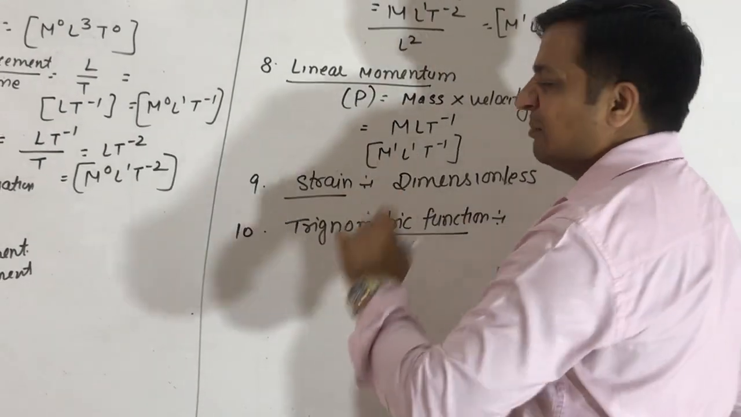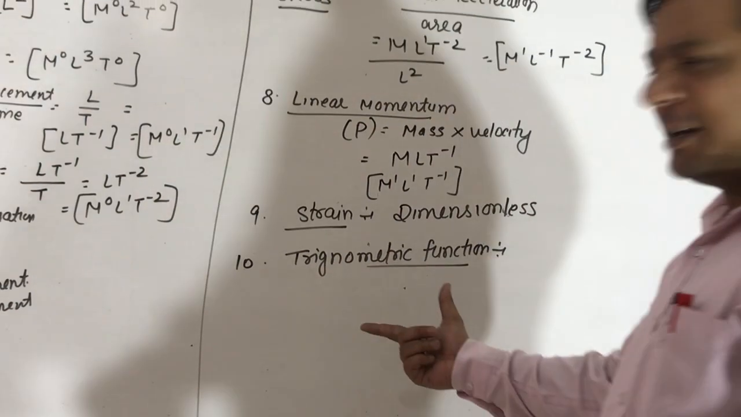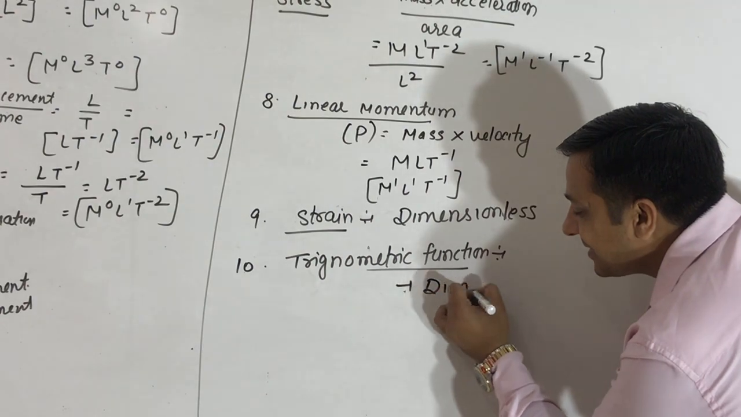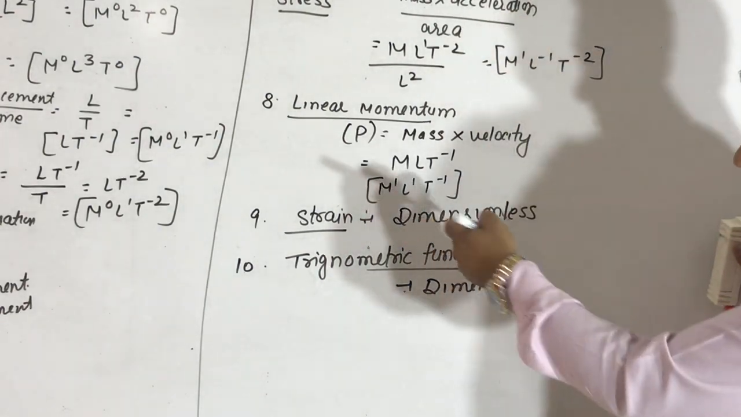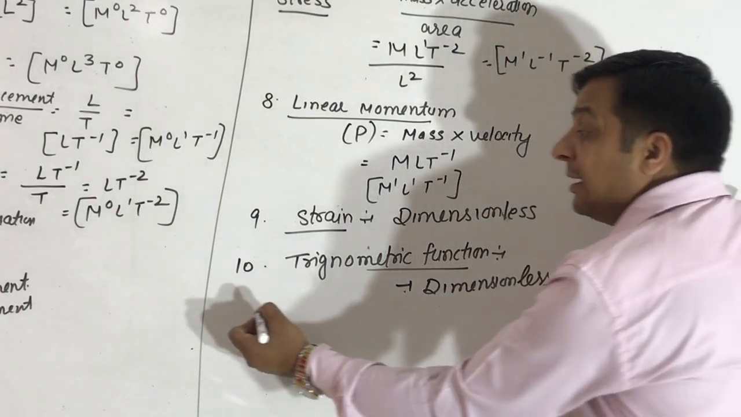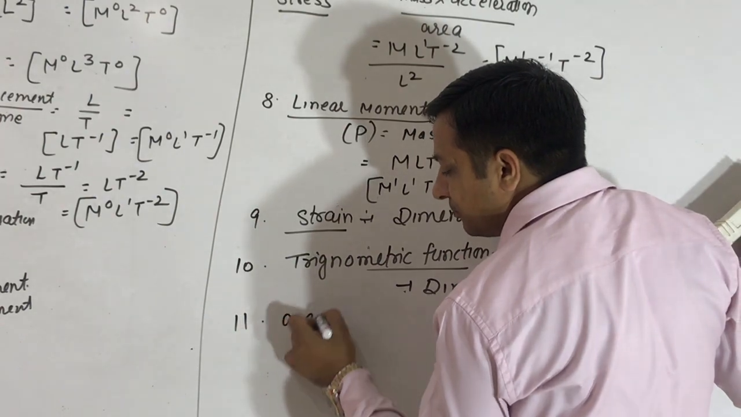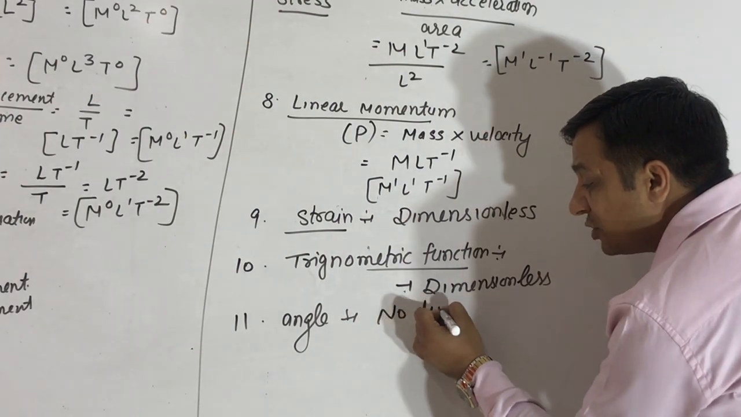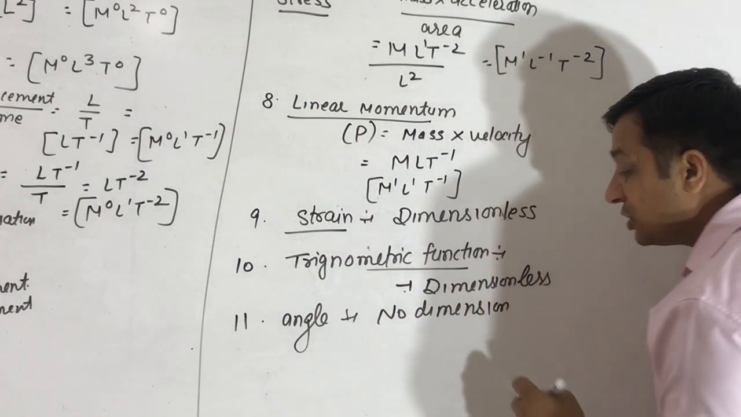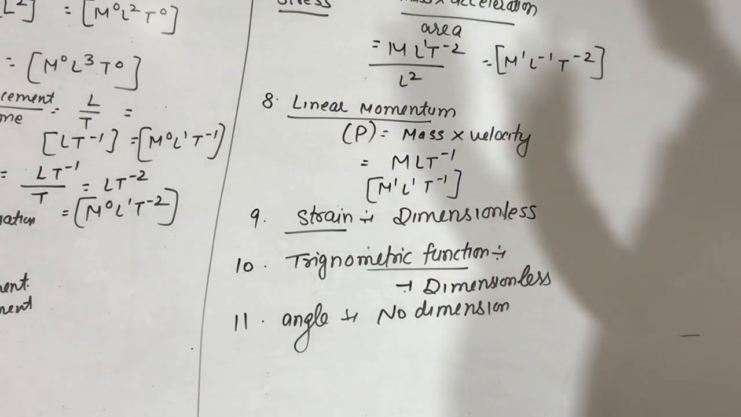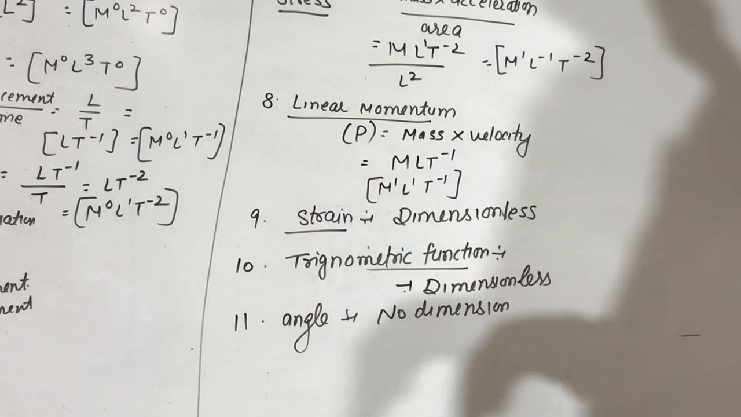Trigonometric function is a very important term, but it has no dimension. This is also the drawback of dimensional analysis. Angle is dimensionless. Any angle has no dimensions. It is also dimensionless, or you can say no dimension. The main dimensionless quantities are angle, trigonometric functions, strain, and so on.